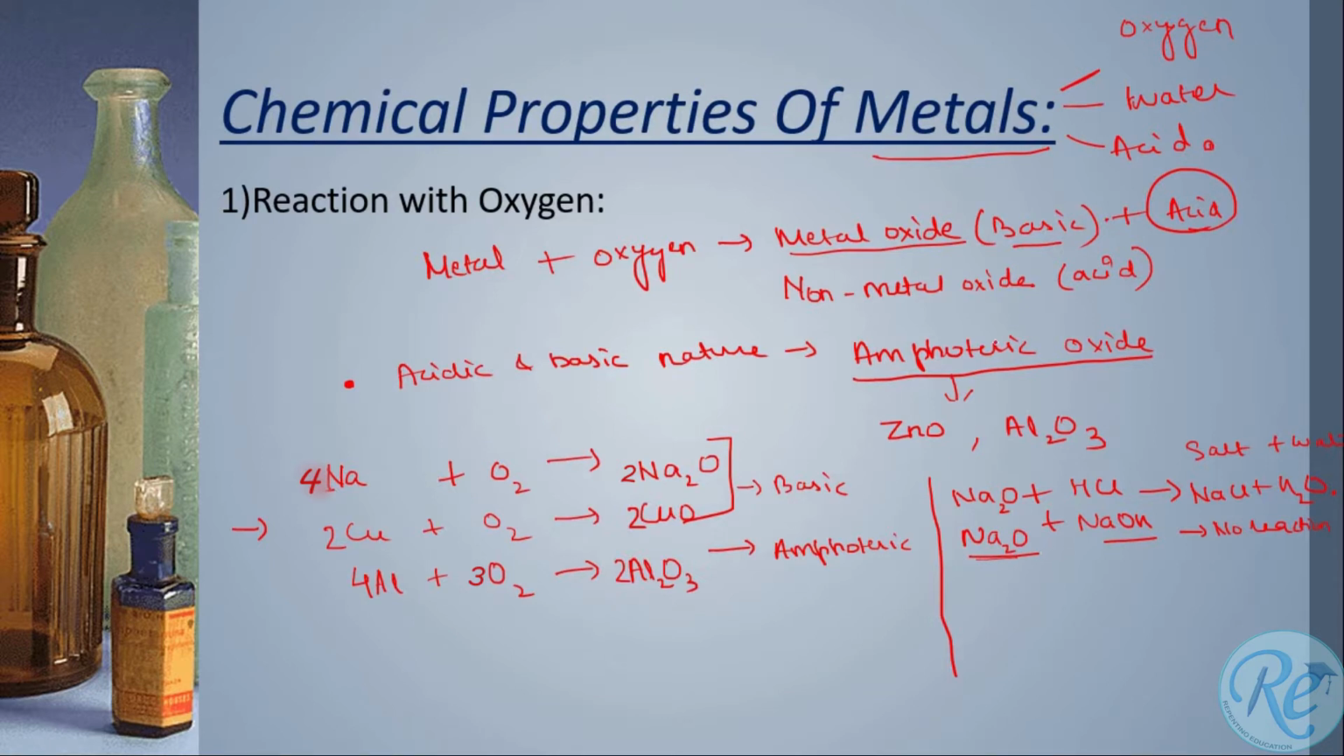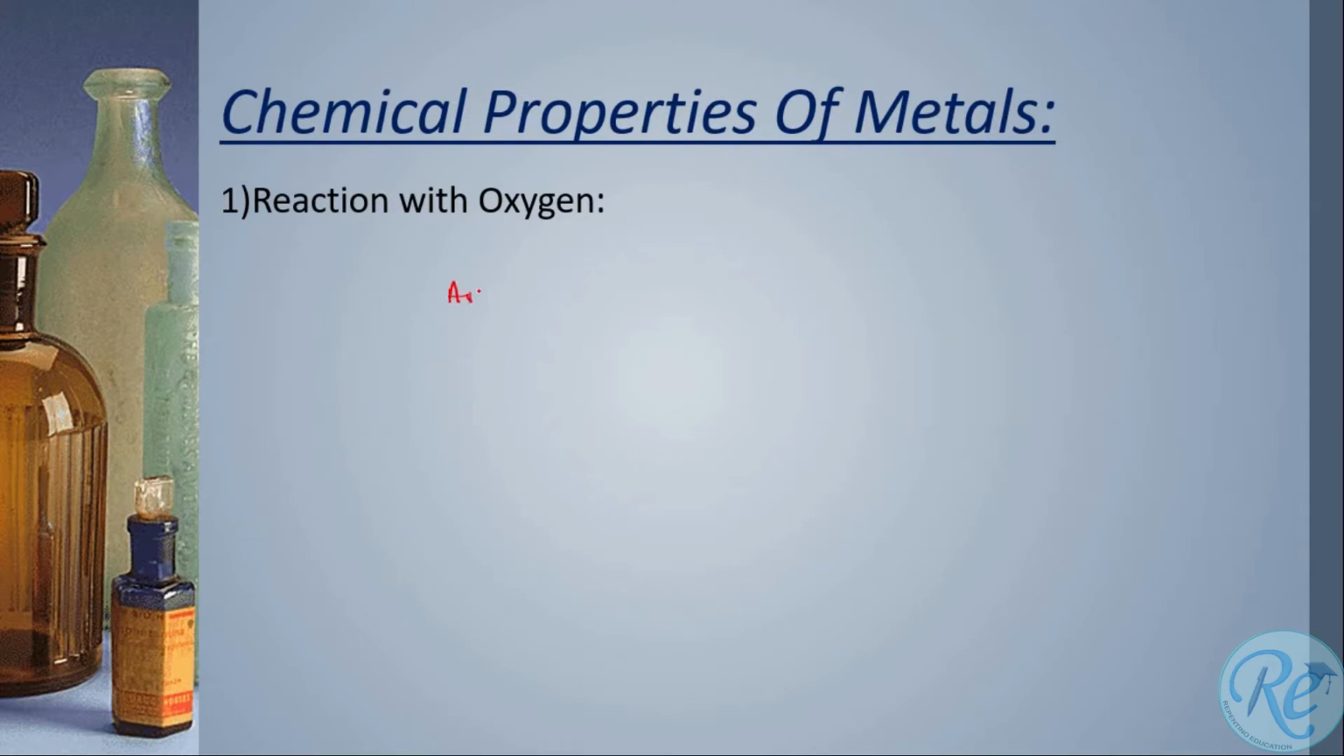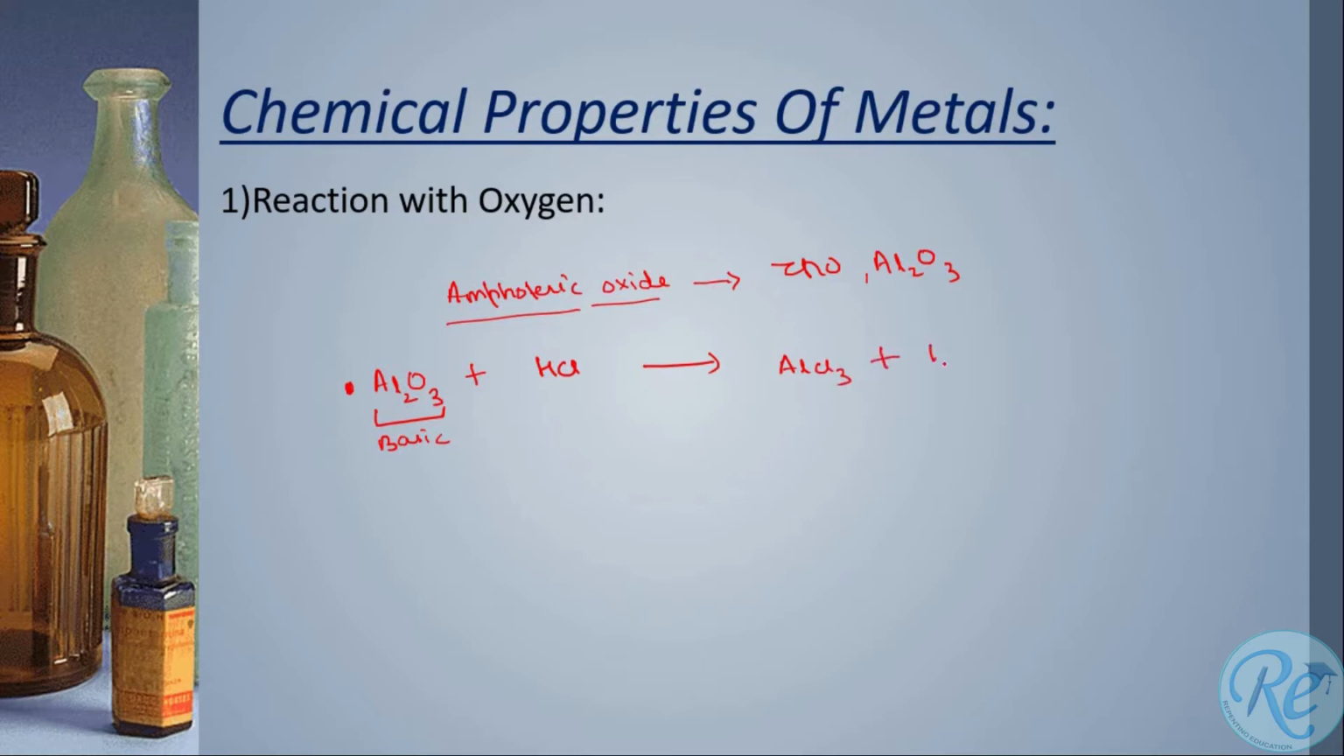While what happens in case of amphoteric oxides is this. In case of amphoteric oxides, which I said have both acidic as well as basic nature, and the examples that I gave were ZnO and Al2O3. This is aluminium oxide. Let me take this for example. Al2O3 will react with HCl, which is acid. And in this reaction, we can see the basic nature of Al2O3 because it is reacting with an acid. And it will give salt, that is AlCl3, and water. And this is the balancing.